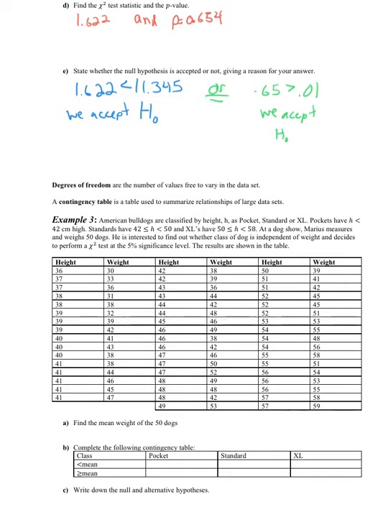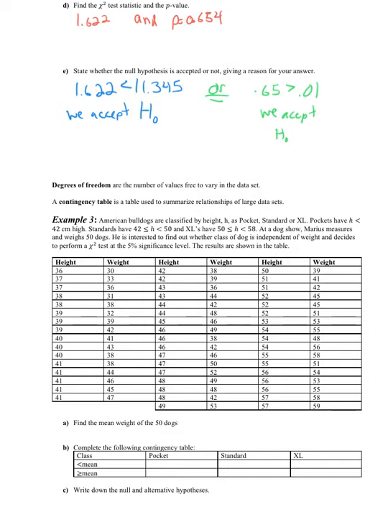Real quick, degrees of freedom are the number of values free to vary in the data set. So I have a quick definition of it. Like I said, there's no real definition in your textbook. And a contingency table is used to summarize relationships of large data sets. For this next example, we have a very large data set: heights and weights of dogs. And we have 3 types of dogs.